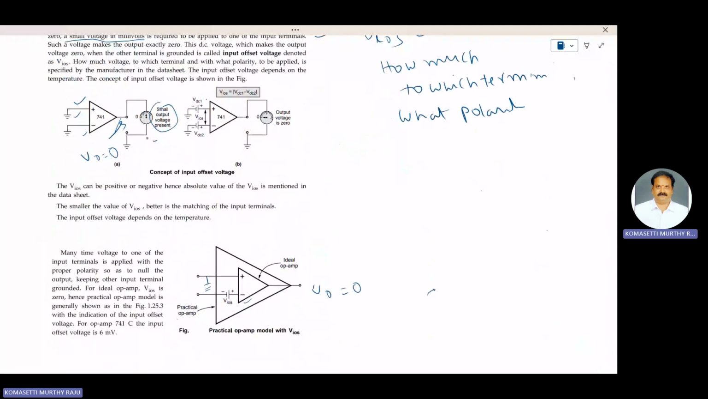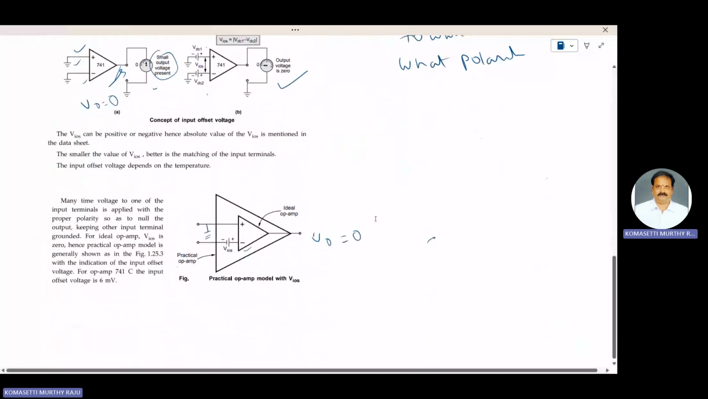Here is another way of reducing the DC output voltage of the op-amp to 0 when both the input terminals are grounded. Consider two DC voltages, VDC1 and VDC2. Therefore, the input offset voltage VIOS is equal to the difference between these two voltages that will be required to set the output voltage to 0. In that case, VIOS is equal to mod VDC1 minus VDC2. VIOS is also temperature dependent.